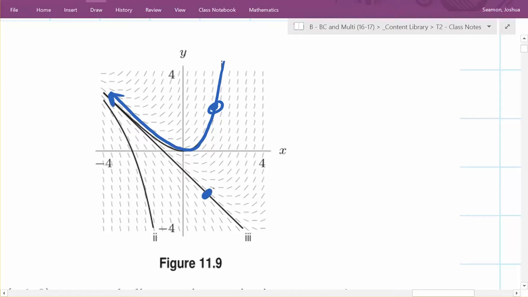But let's say you started at this point. What path are you going to end up with? This path instead. Let's say you started at this point. What path do you end up with? Plotting a solution is going with the flow. So if you have a slope field, you estimate where you would go if that was a current and you were on a boat that started at that point.